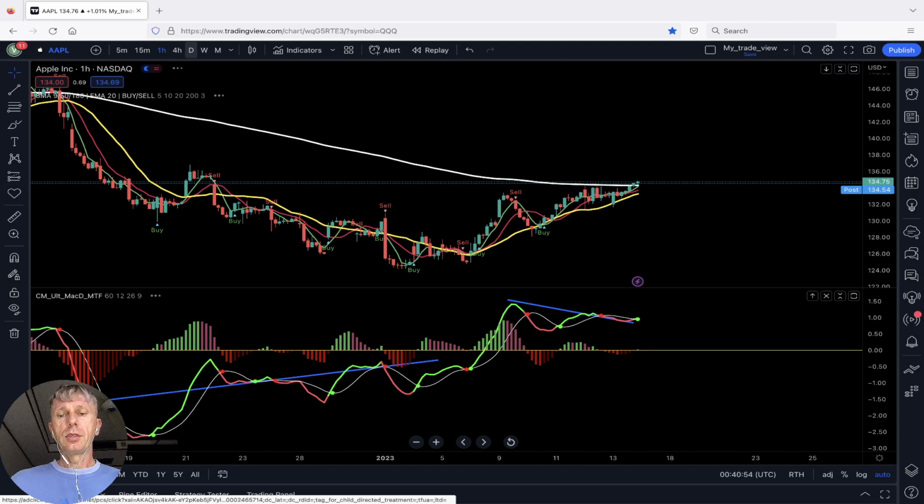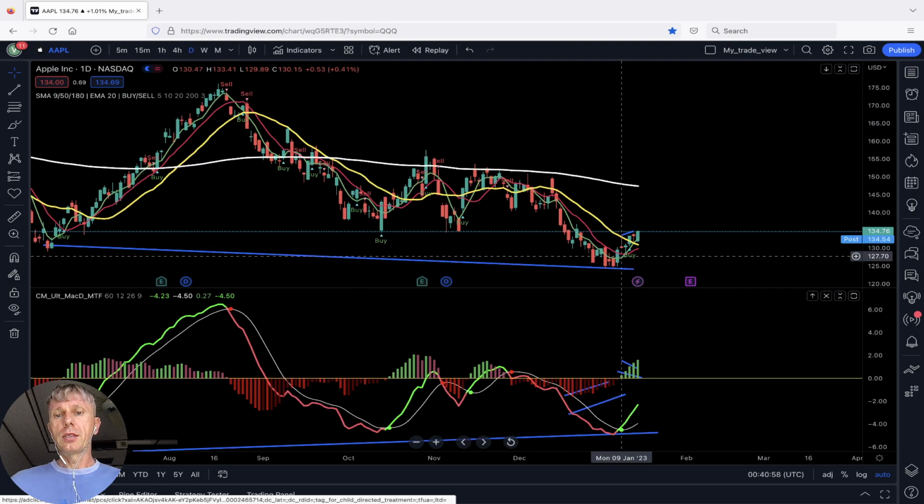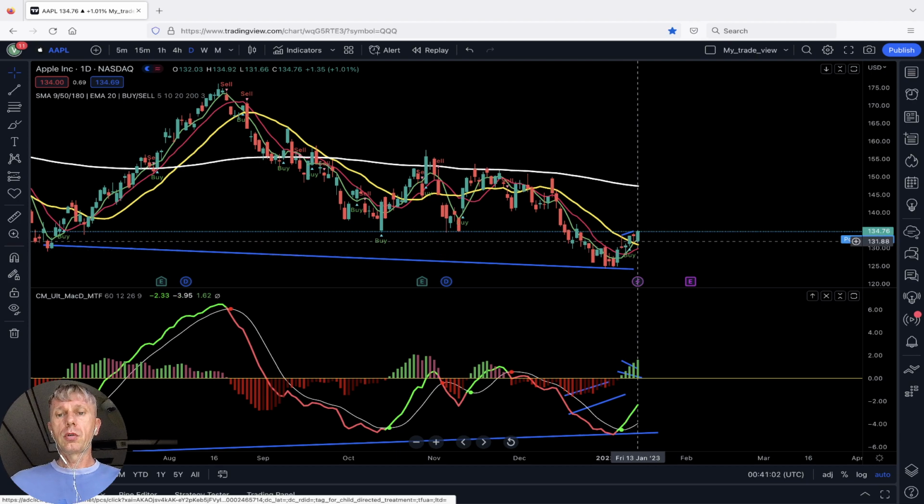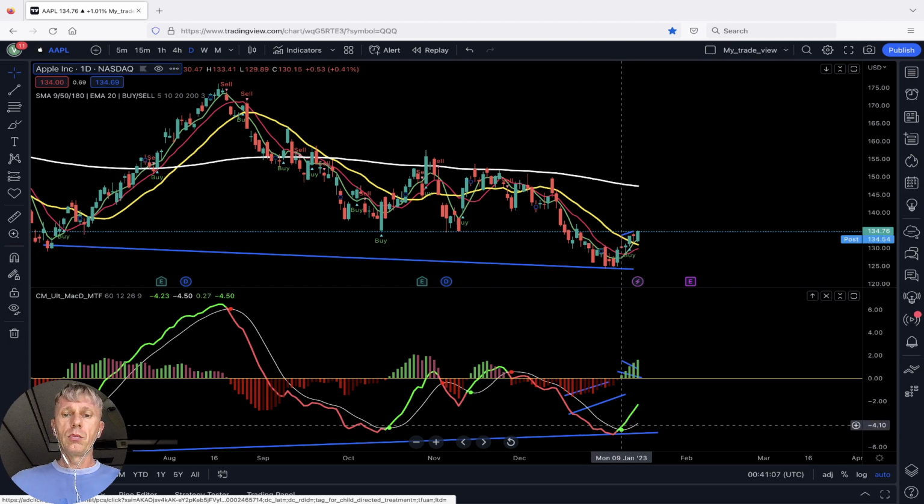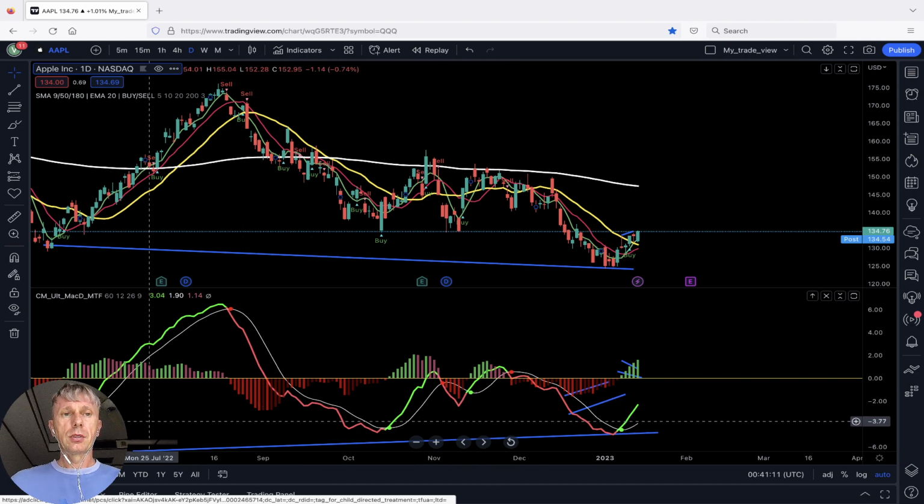Okay, let's move to Apple. Apple daily: green bar, uptrend direction, buy signal. MA5 did a bullish crossover over MA20, bullish trend. MACD green, bullish trend on all indicators on daily for Apple. Now 4 hours.